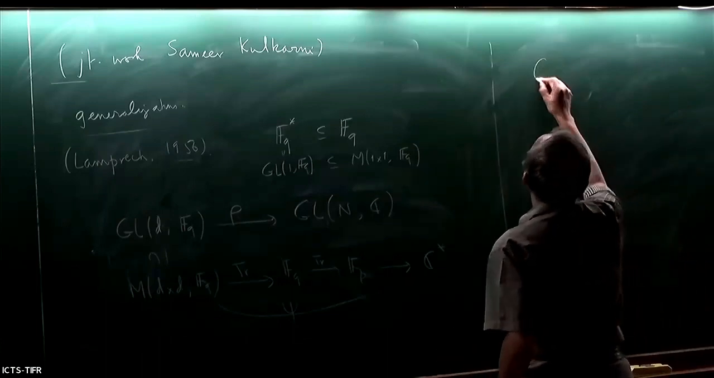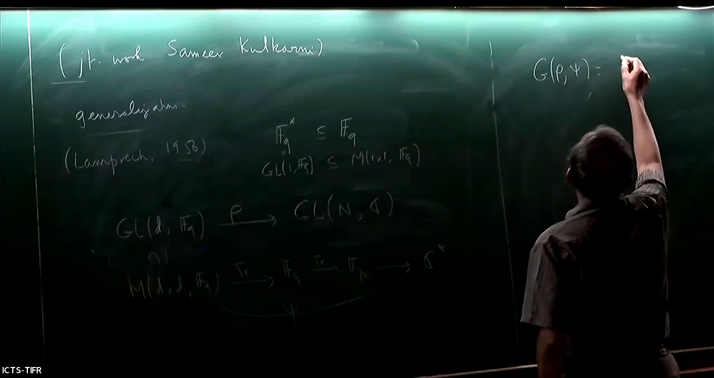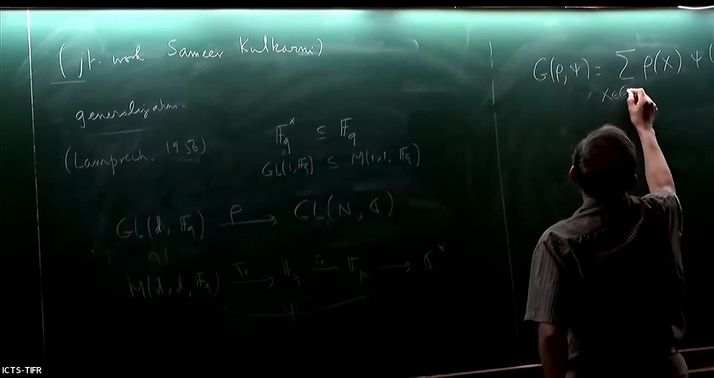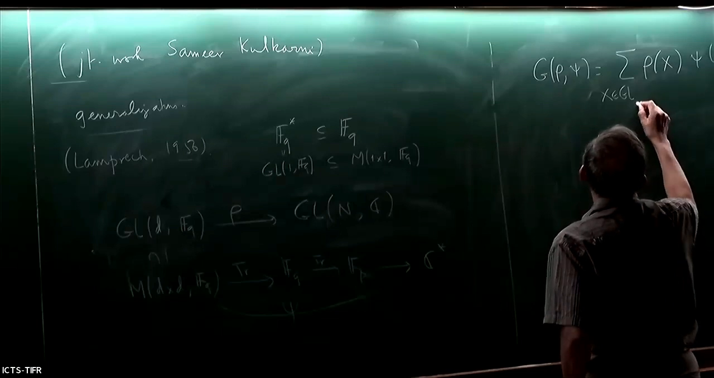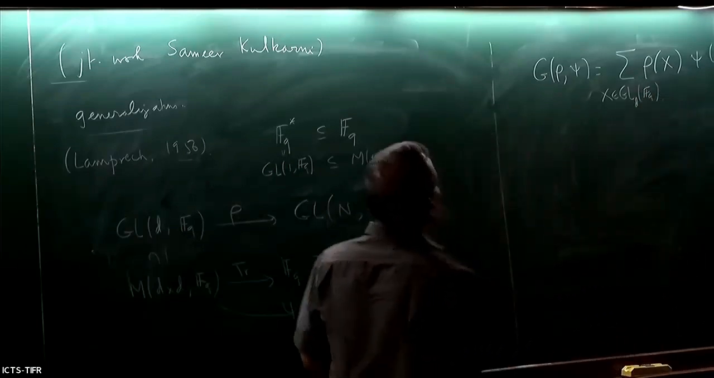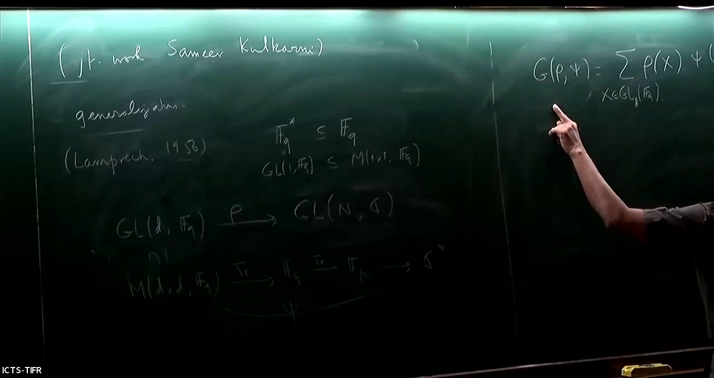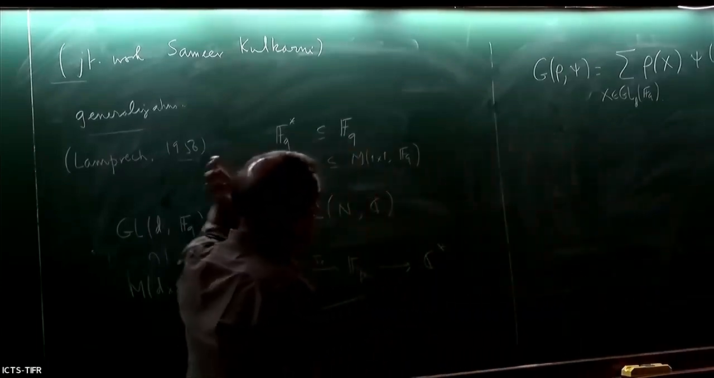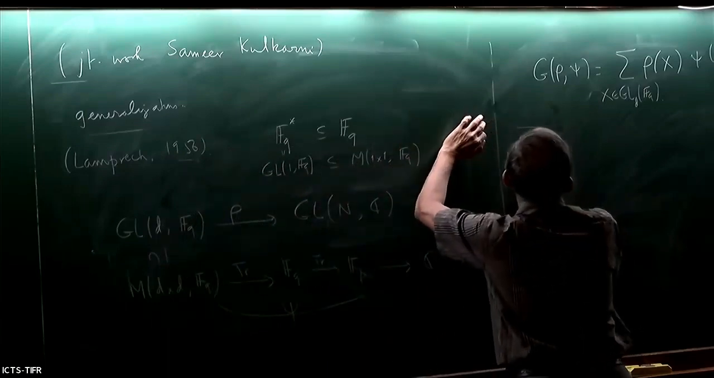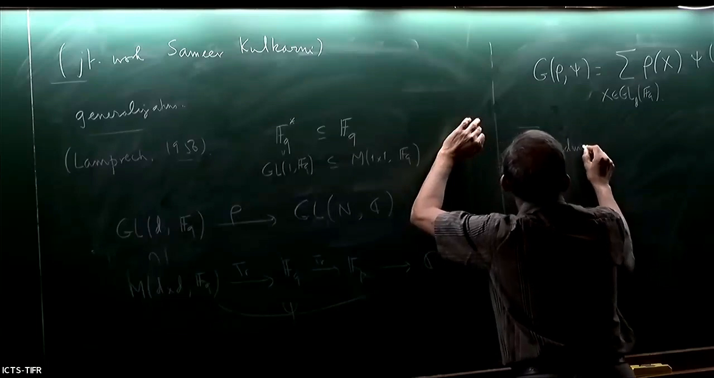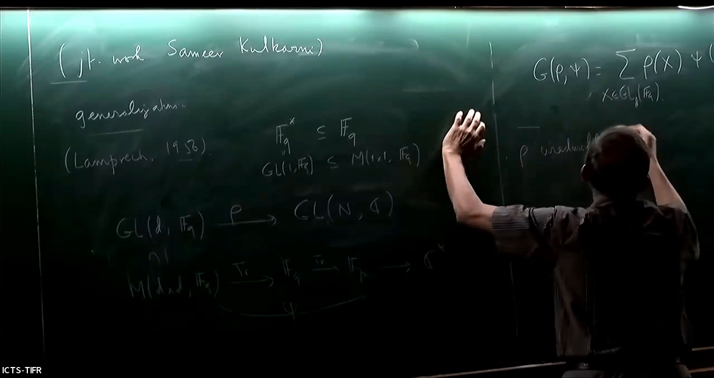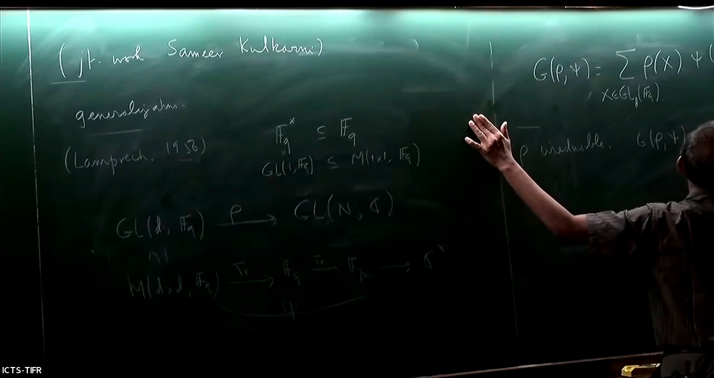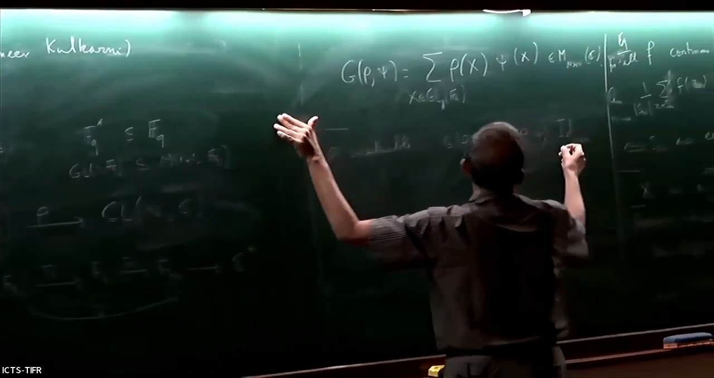So define the Gauss sum G(rho, psi) as the summation of rho(x) psi(x), where x is in GL_d(F_q). Okay, so of course this is an m cross n matrix of complex numbers. But it is easy to see, if rho is irreducible, then G(rho, psi) is a scalar matrix, a scalar times the identity.